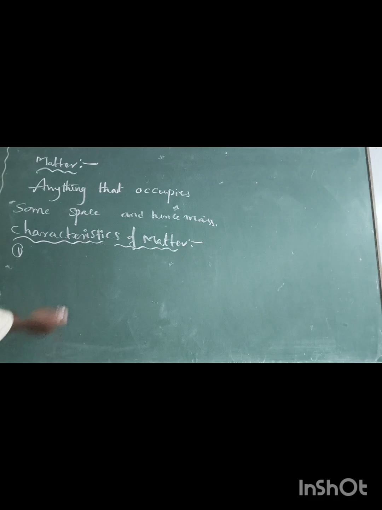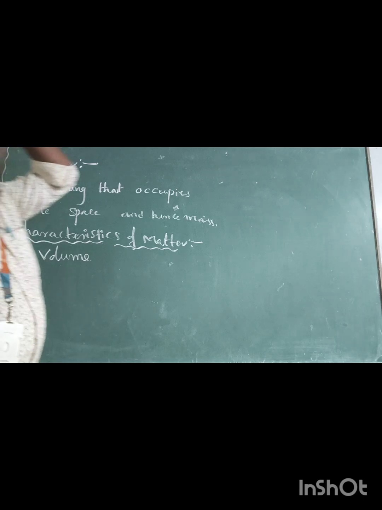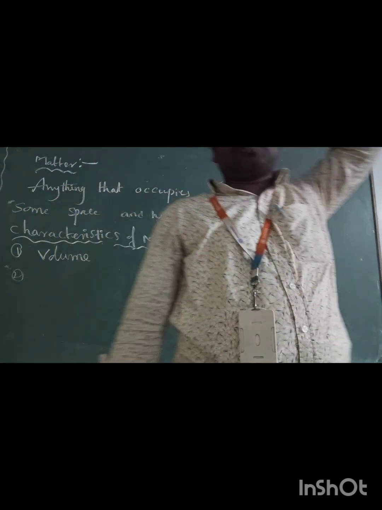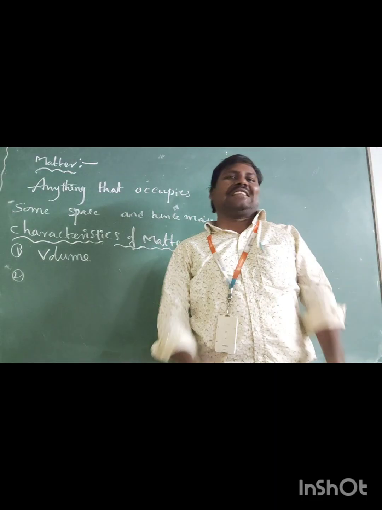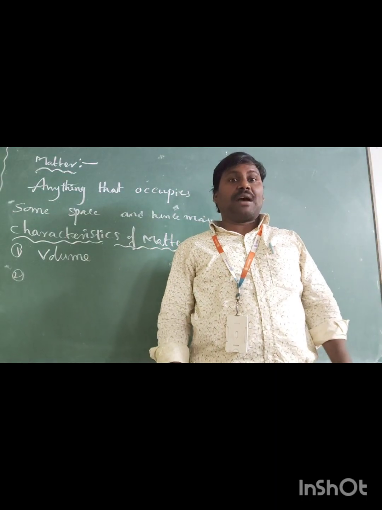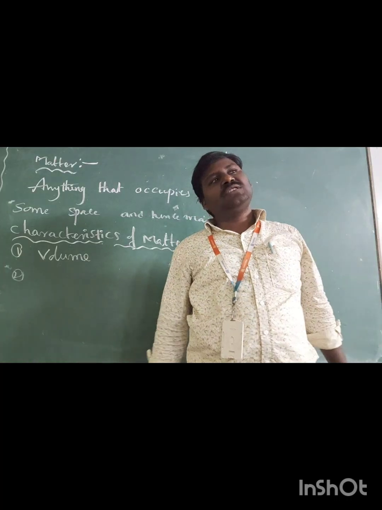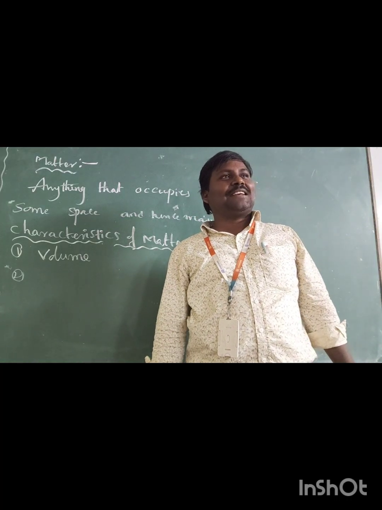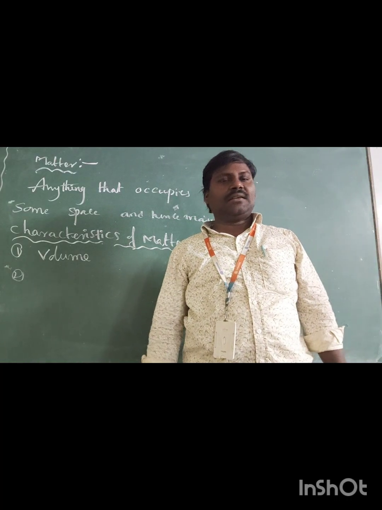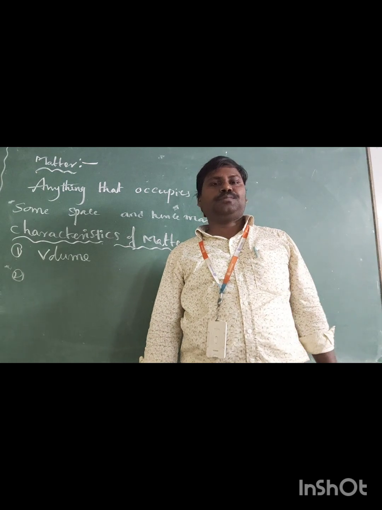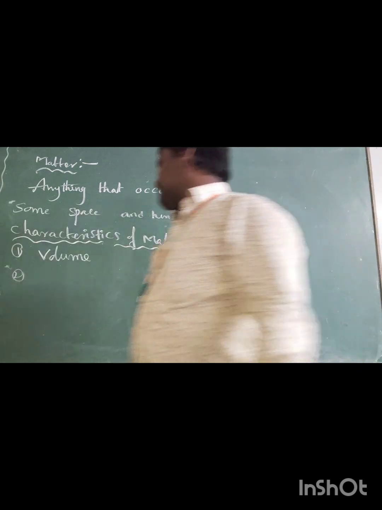First characteristic is volume. What is volume, sir? The space occupied by the matter is called volume. The space occupied by a matter is called volume. And the second one is mass.